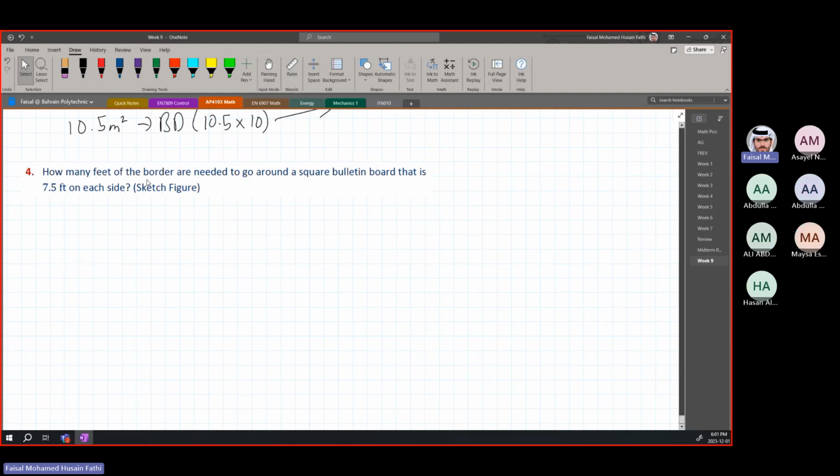How many feet of the border are needed to go around a square bulletin board that is 7.5 feet on each side? What does that mean? We'll sketch the figure. So, how many feet? We need to know how many feet. So we know that the foot is the unit. It's also mentioned here. We need to go around a square bulletin board that is 7.5 feet on each side.